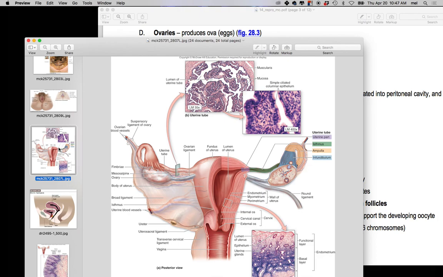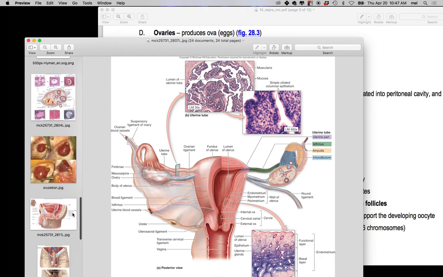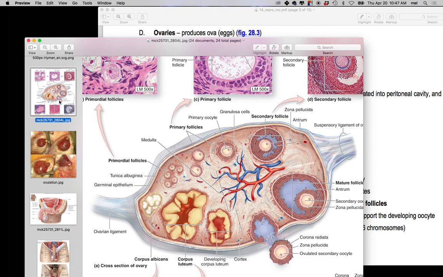Okay, so let's look at the actual structures of the ovary. So this is the ovarian ligament, which means the ovary, the uterus would be right here. Okay, this is not connecting. It's not a tube connecting into the uterus. It's just holding it. Okay, the fallopian tube would be over there. You guys with me? Okay.